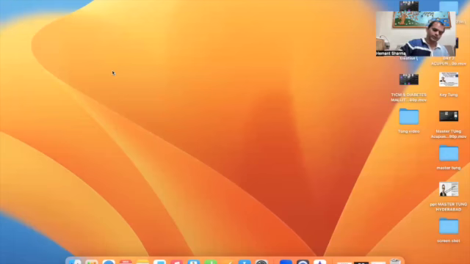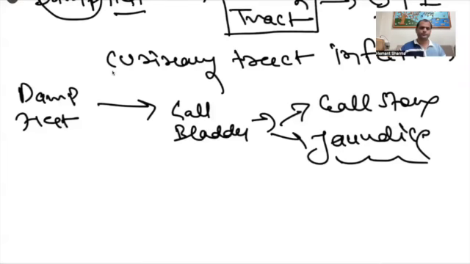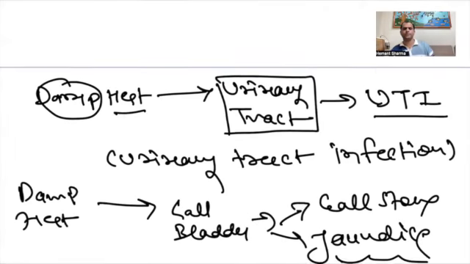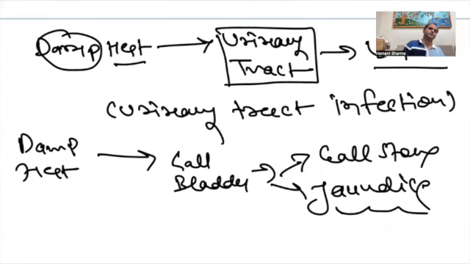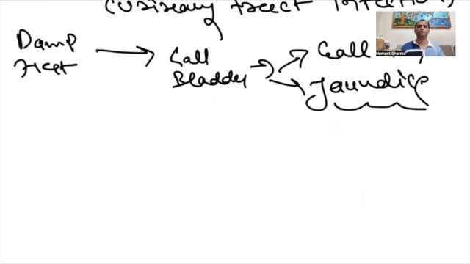तो अगर हमने ह्यूमिडिटी को ठीक कर दिया तो फिर ये चेन ब्रेक हो जाएगी, नहीं तो डैम्प हीट का आक्रमण अगर गॉल ब्लैडर पर होगा, या तो गॉल स्टोन बनेगा या जॉइंटिस पैदा होगी, इन दोनों में से कुछ ना कुछ पैदा होगा, दोनों भी हो सकते हैं, even both conditions might appear.